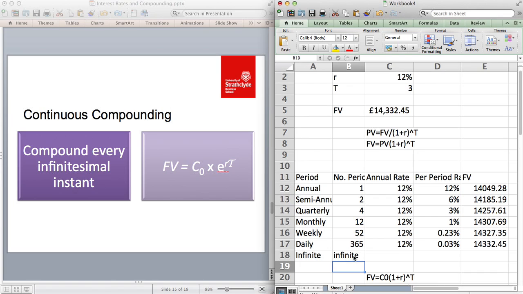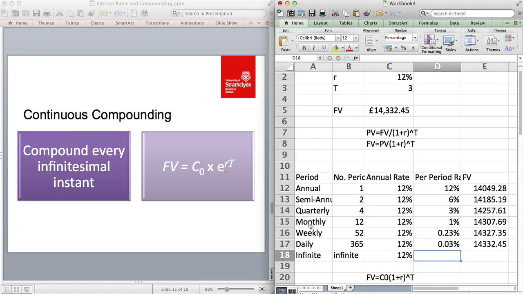Infinite number of periods. So how can you work out this formula using infinite? That just doesn't make sense. Well, using the power and the wonders of mathematics, we can use the exponential sign for this. So if you want to calculate the rate or the continual rate of return.